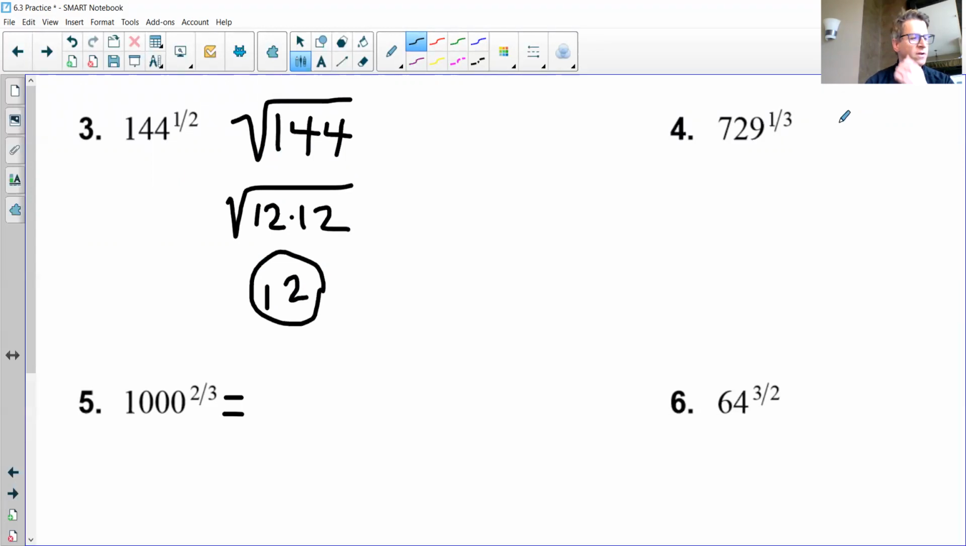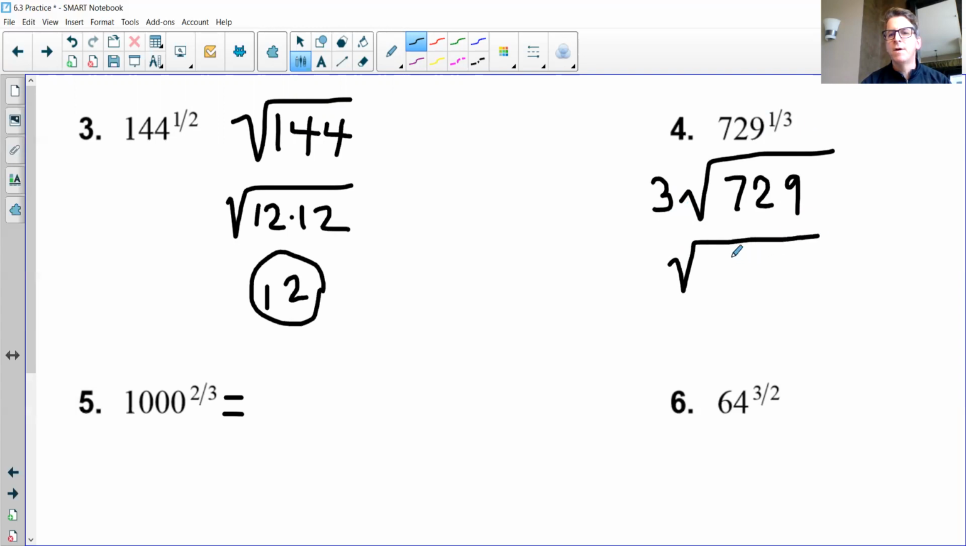Number 4, we have 729 to the 1/3 power. You're looking for the cube root of 729. So we're looking for that number that when you multiply it 3 times by itself, you get 729. In that case, it would be 9. 9 times 9 times 9. So 729 to the 1/3 power is 9.